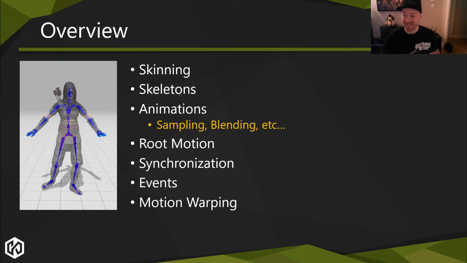We're going to talk about the concept of a skeleton. You think that's an obvious thing. It's not really, and there's a lot of tricks there. Then we'll talk about animations, like how they're created, how they're stored, how they're sampled, blended, that kind of thing. Then we'll cover the two interesting things I think, which are root motion and synchronization. We'll cover events, and at the end, we'll do some procedural adjustments and motion warping.